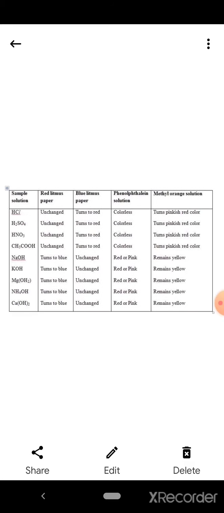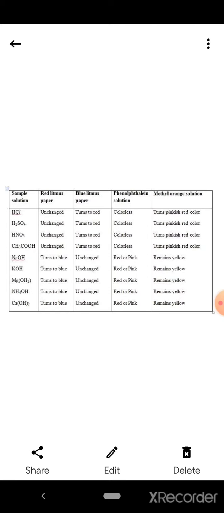Okay, now see, in activity 2.1 they have given us an activity to understand the chemical properties of acids and bases. They have told us to collect samples from our science lab like hydrochloric acid, sulfuric acid, nitric acid, acetic acid, sodium hydroxide, potassium hydroxide, magnesium hydroxide and ammonium hydroxide. Now we have to put a drop of each of these solutions on a watch glass and test with a drop of the following indicators.